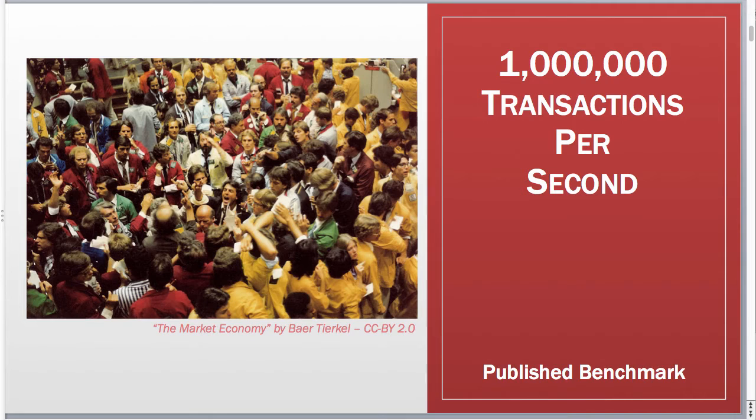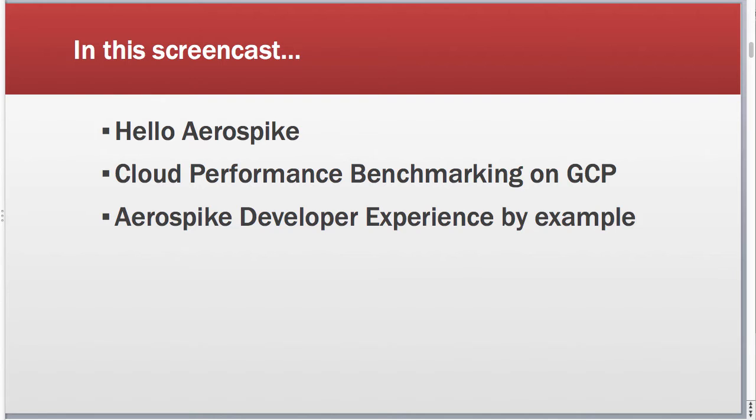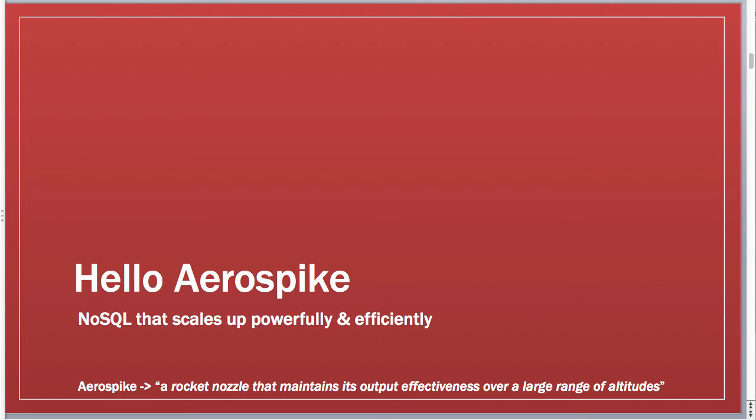So in this work, David and the team and I took a look at whether or not and how we could validate this benchmark or even beat it on the Google Cloud. In this screencast, I'm going to introduce you to Aerospike itself. I'm then going to go into detail on cloud performance benchmarking on the Google Cloud platform, and I'm going to show demonstrations. In addition to that, I'm going to give you a look at the Aerospike developer experience using examples with a Java client. So to get us started, we're going to take a look at Aerospike itself.